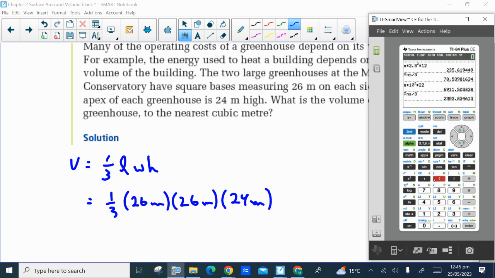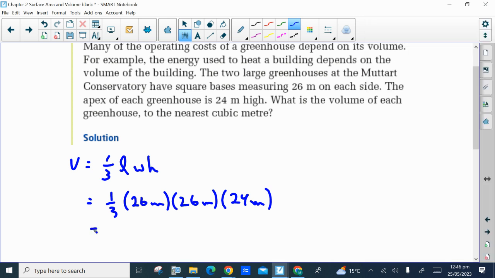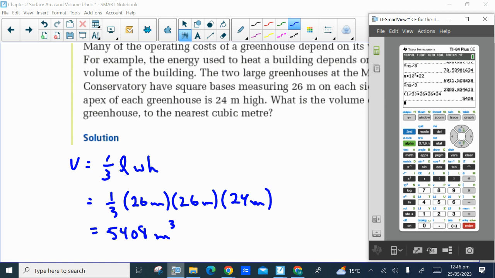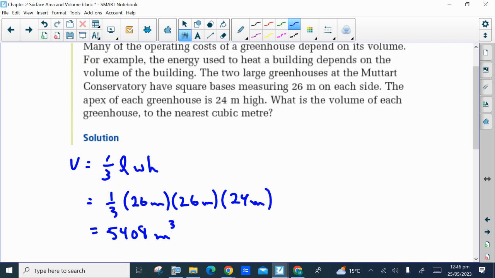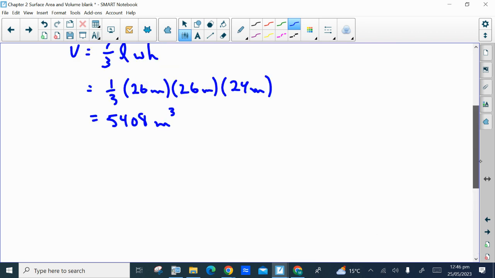So you can do this if you want by going 1 divided by 3 in brackets times 26 times another 26 times a 24. And there's your answer, 5408 cubic meters. You also could have done this. We've said before that multiplying by 1/3 is the same as dividing by 3. If you go 26 times 26 times 24 and then divide by 3 instead of multiplying by 1/3, you get exactly the same answer. We've talked about that before. So there's the volume of each of those greenhouses.